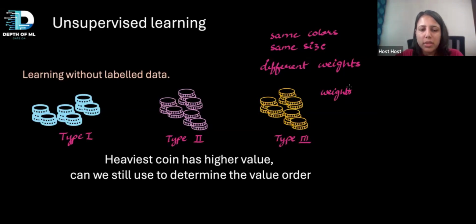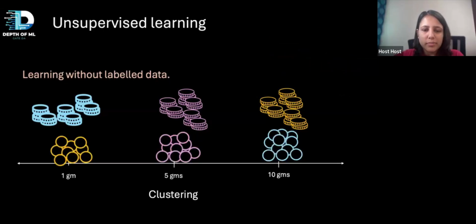Okay, others, think about it. So the heaviest coin, use the hint. The heaviest coin has higher value and you know the weights. This is the hint. I've written it. Basically, you can measure the coins, okay? So you have a weighing scale, right? I'll get a weighing scale, the one that you have in the kitchen.